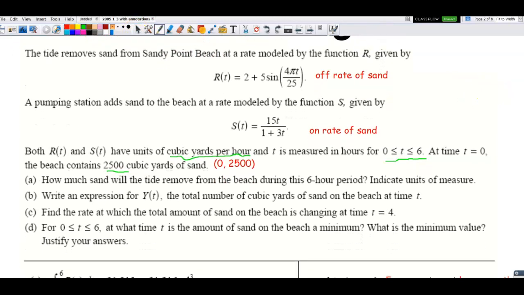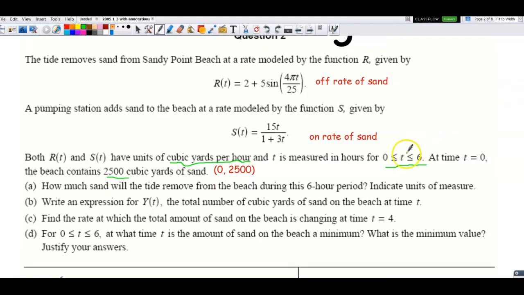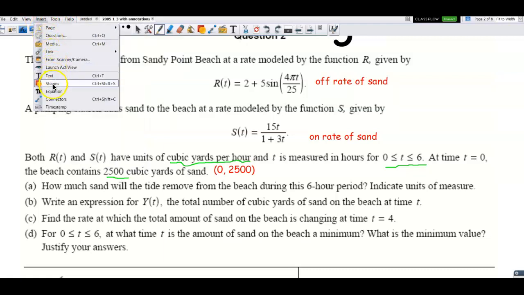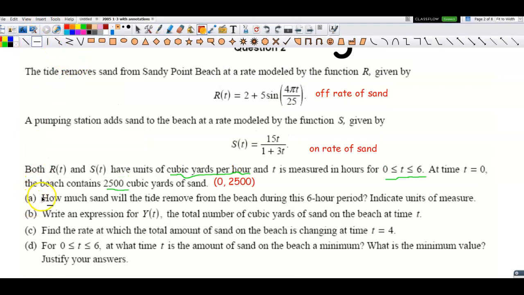Let's look at question A, and let's just identify the concept that's being assessed in each part. In letter A, I'd like to be more precise in my underlining a little bit. Okay. So how much sand, that how much is really important, because when I have rates, a how much is an accumulation, and that indicates to me that I'm going to be integrating.